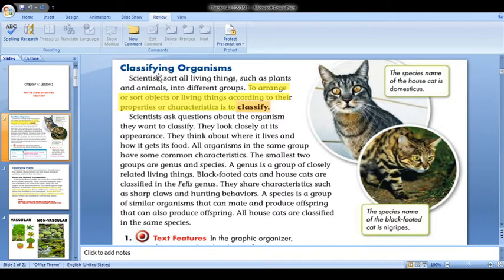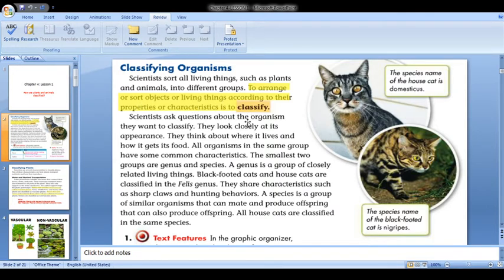Okay, so classifying organisms. Scientists sort all living things such as plants and animals into different groups. So we discussed this yesterday. The scientists try to put things in different groups. Why do they try to put things in different groups? Because they want to study them, they want to research them. So they classify things. What is classifying things? It is to arrange or sort objects or living things according to their properties or characteristics.